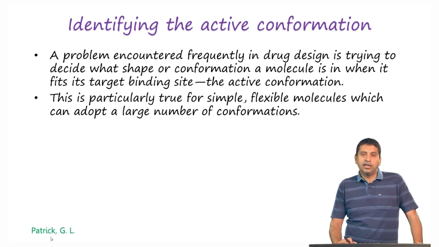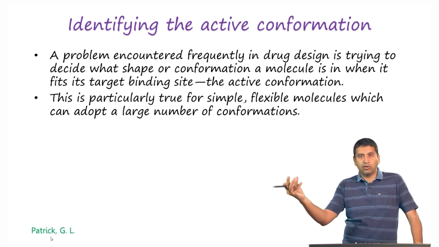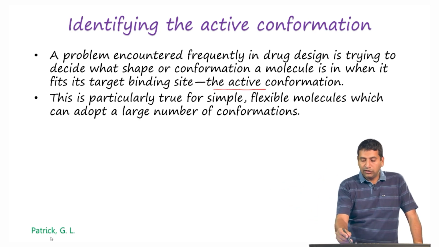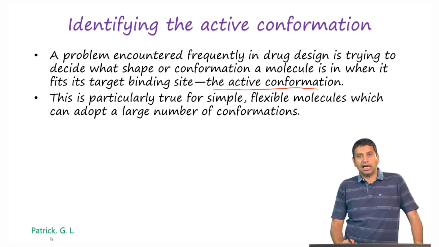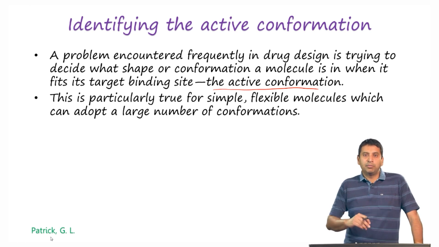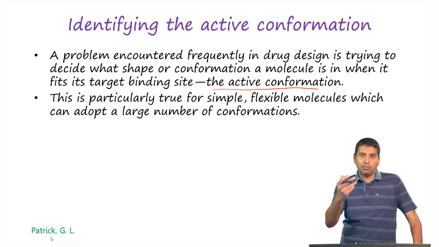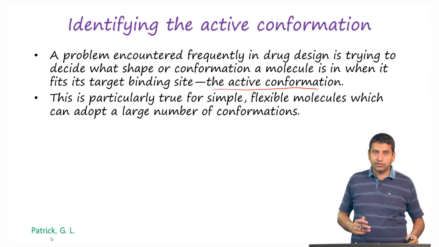The next important problem is in identifying the active conformation. Frequently in drug design, a particular shape or conformation is going to be more important than another shape or conformation. The one that actually binds to the target is called the active conformation. However, the active conformation need not be the energy minimum, and it becomes a big problem, especially when we are looking at highly flexible molecules which are very simple in nature. These types of molecules can adopt a large number of conformations, and it becomes very difficult for us to map out what would be the potential active conformation.